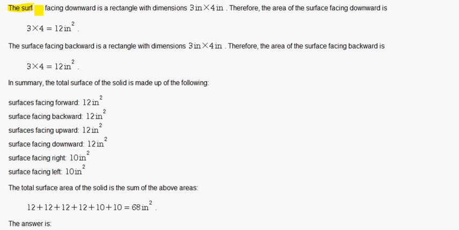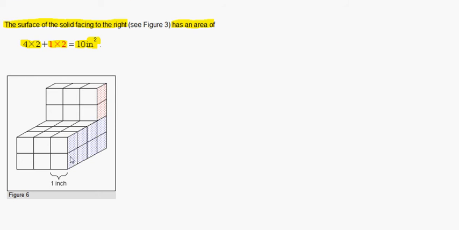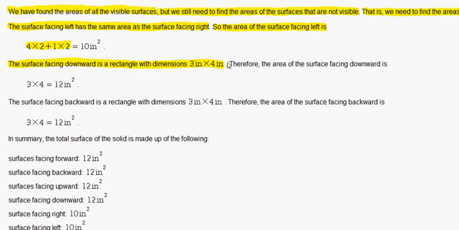The surface facing downward is a rectangle with dimensions 3 by 4. We can see that the downward facing surface has 3 by 4. We can't see the face, but it's underneath the shape. Therefore, the area of the surface facing downward is 3 by 4 squares, which is 12 square inches.